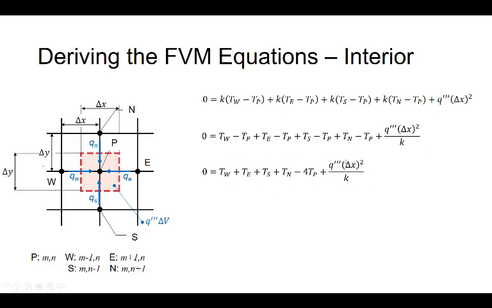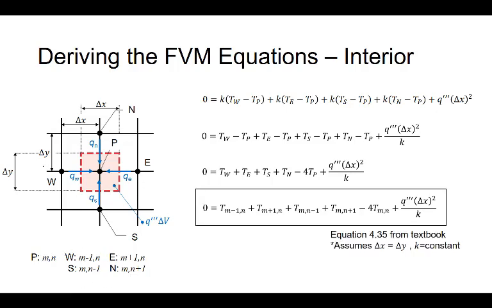Using the cardinal directions, this is the finite volume equation for an interior node. But it's handy at this point to substitute back in the nodal indices associated with the west, east, south, north, and volume of interest nodes. We simply make the substitutions based off of our reminders of what these cardinal indices represent. We have now derived equation 4.35 from your textbook.